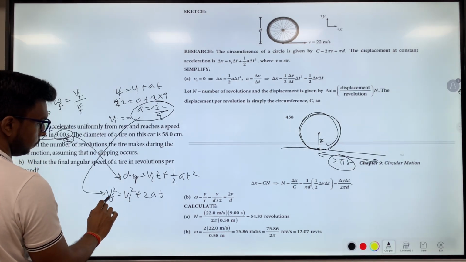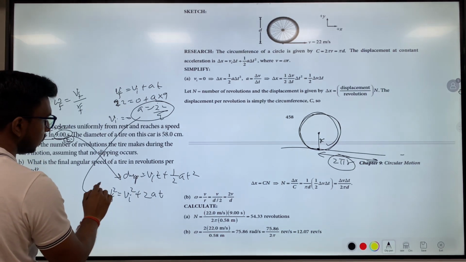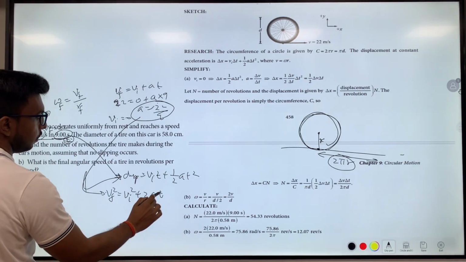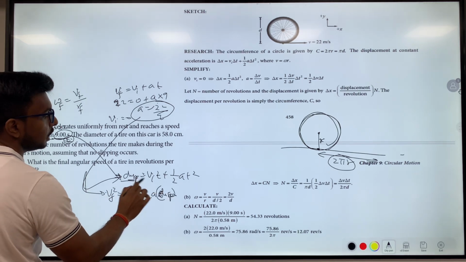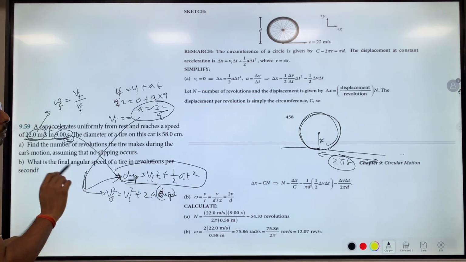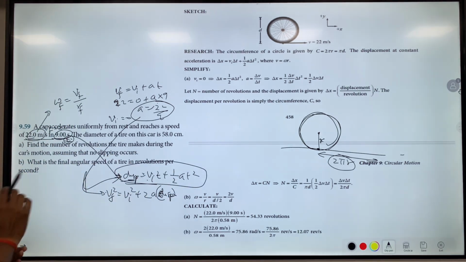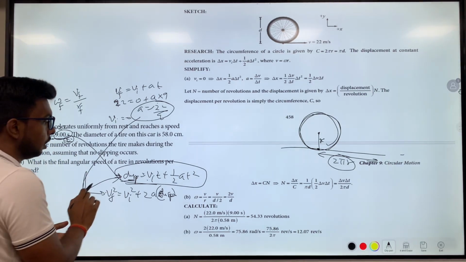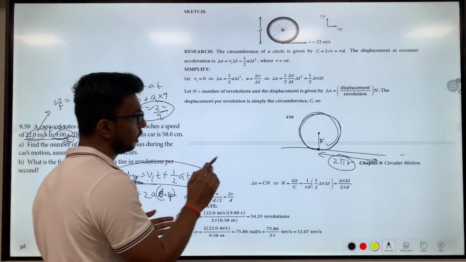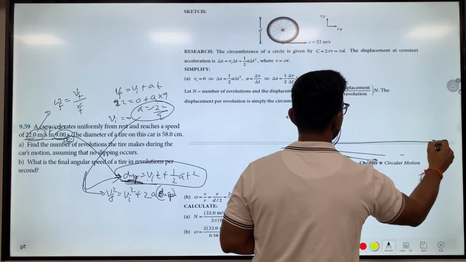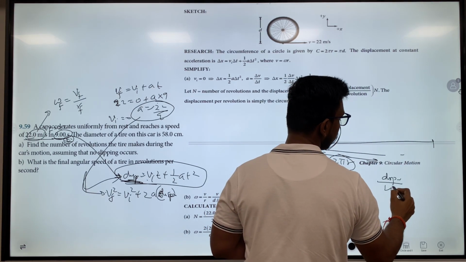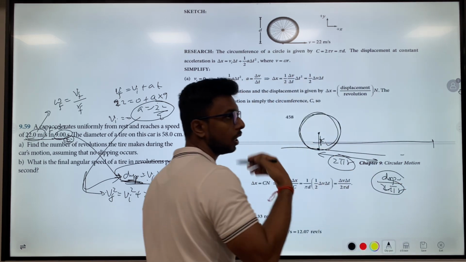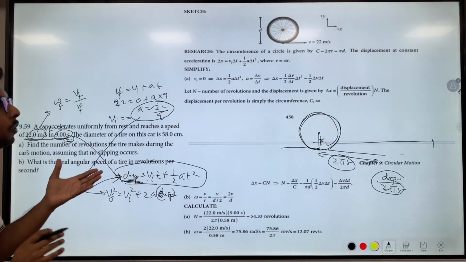You will get the displacement here. Once you have the displacement, V initial t plus half a t square, this displacement is the total displacement the car has covered. If you divide that by 2 pi r, you will get the total number of rotations or revolutions which the car has made. That's one way of doing it.